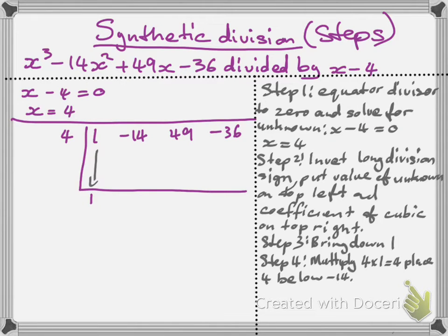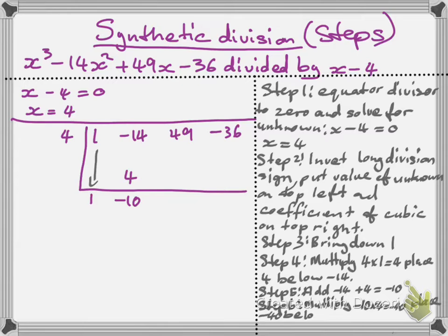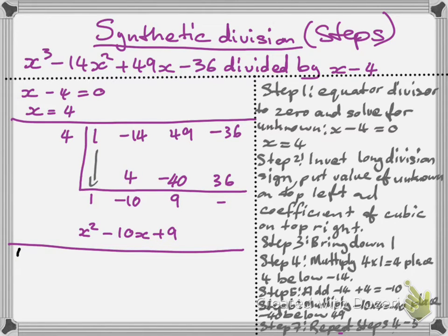You bring down the 4, we multiply 4 by 1, which is a 4, and then we say negative 14 plus 4, which gives us a negative 10, and then 4 multiplied by negative 10 gives us a negative 40. All right? And then we add 49 minus 40, which gives us a 9, and then 9 multiplied by 4 is 36, right? 36 minus 36 gives a naught, so there is no remainder.